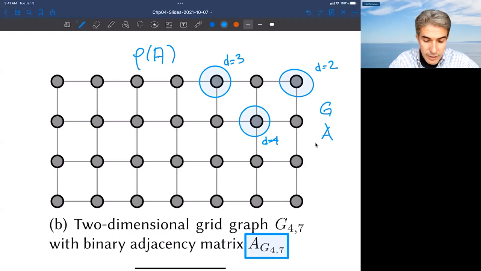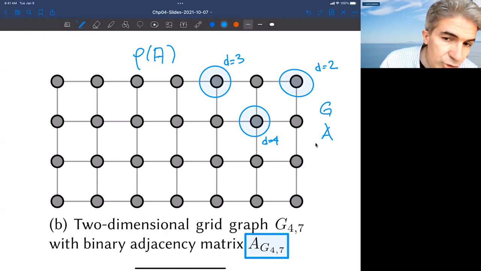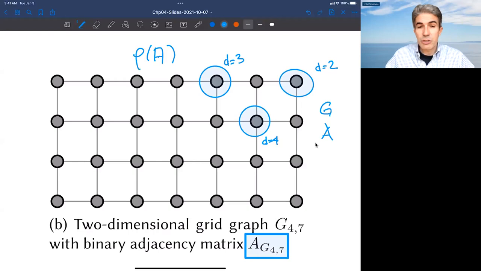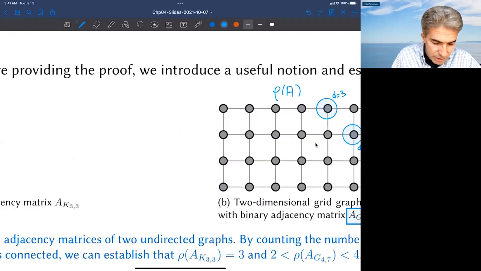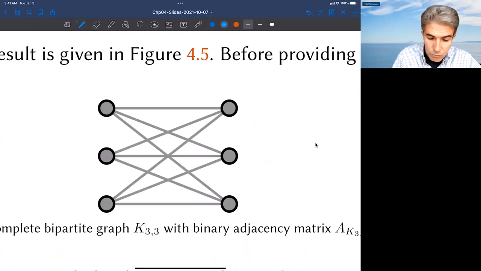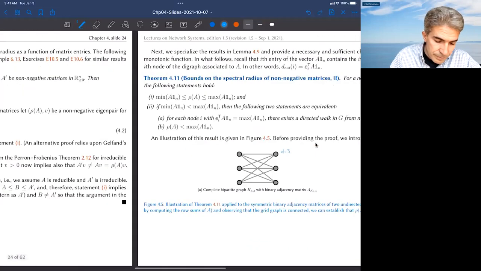And so this is my motivating pitch to you as to why you should read this material. It's kind of fun. You get to make these kind of statements. Similarly, you can make a statement about rho of another graph, like this one, where every node has degree d equal to 3. So it's a regular graph.